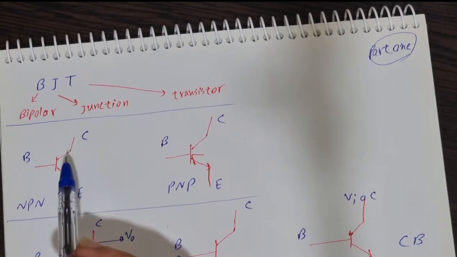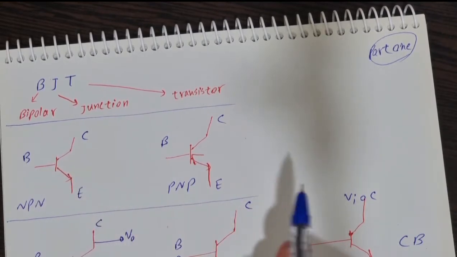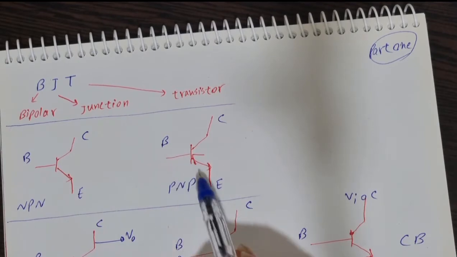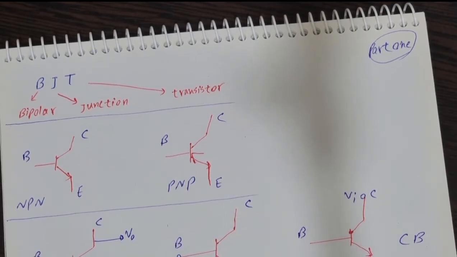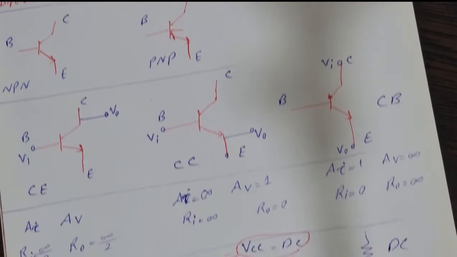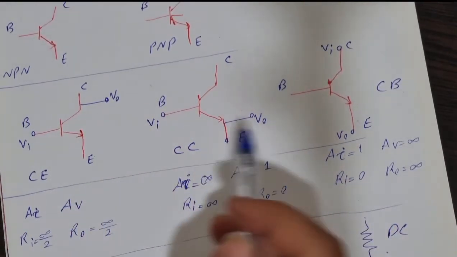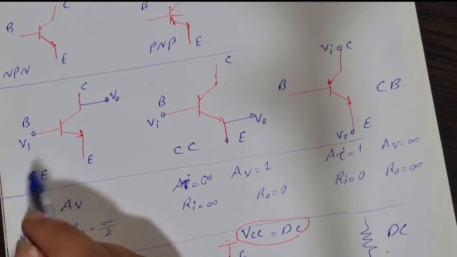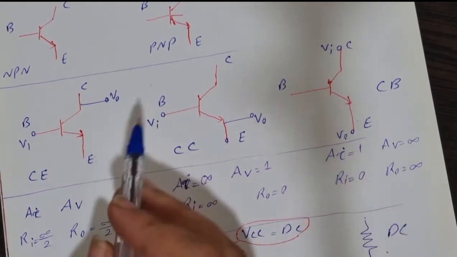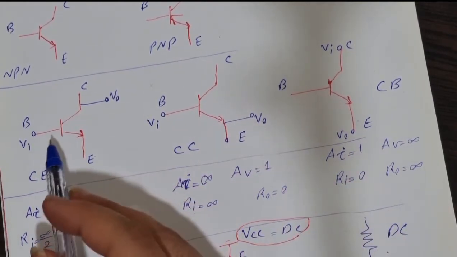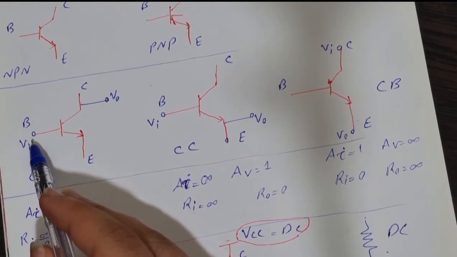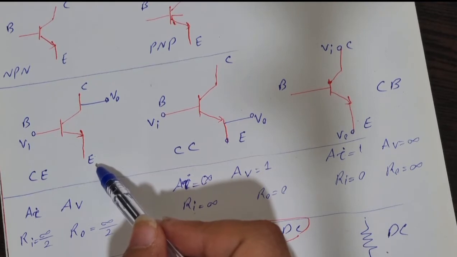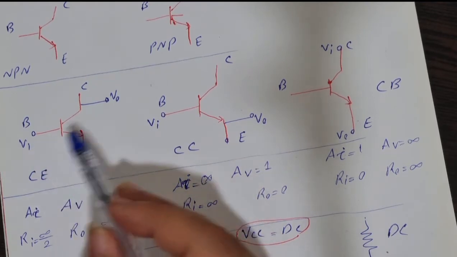For example, if the arrow is from base towards emitter, it means it's NPN, but if the arrow is from emitter towards base, it means it's PNP. And this one has three different applications. For example, common emitter. When we say common, we mean at the middle. In common emitter, the input voltage goes into base and output voltage comes from collector. And as you can see, the emitter is at the middle of entrance and exit.